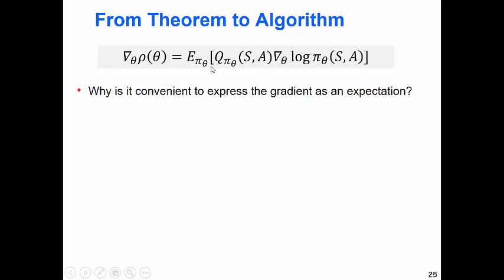Now, you have to be able to sample, right? You have to be able to sample x, whatever the expectation is over. And so can we do that here? How do we sample the state action pairs that are distributed according to policy pi theta?